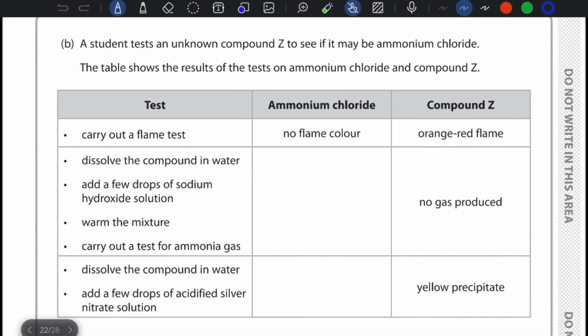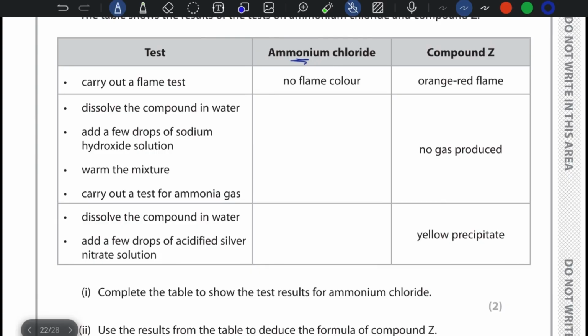A student tests an unknown compound Z to see if it may be ammonium chloride. The table shows the result of the test on ammonium chloride and compound Z. Flame test: no flame for ammonium chloride, and orange-red flame for compound Z. Orange-red flame, we are talking about calcium, but let's check.